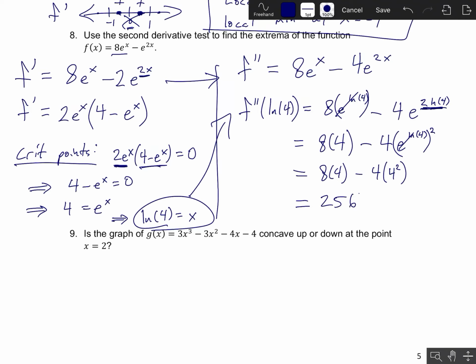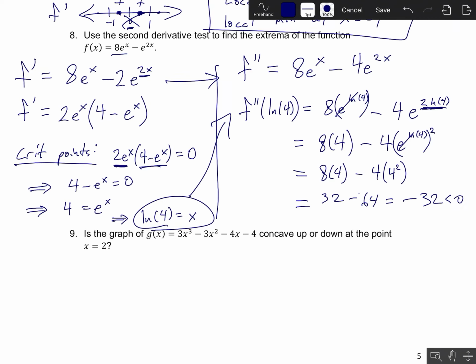And this ends up being 256, I think. You can just trust me on that one. But in particular, this is a positive number. And because this is a positive number, wait, is this right? This is not right. So actually, this ends up being, sorry about that, a 32 minus a 64, which is actually a negative number.